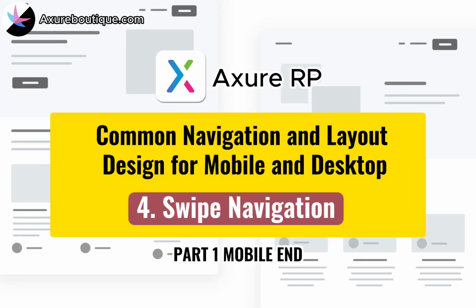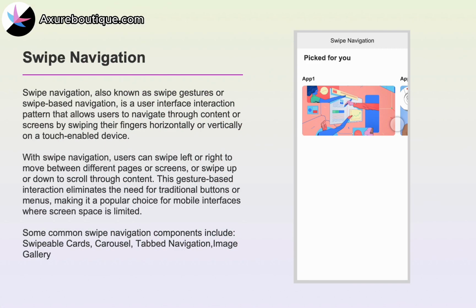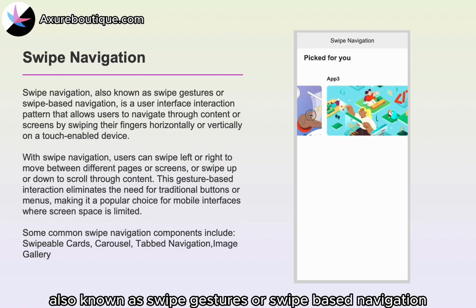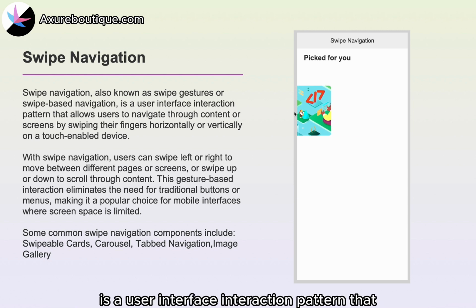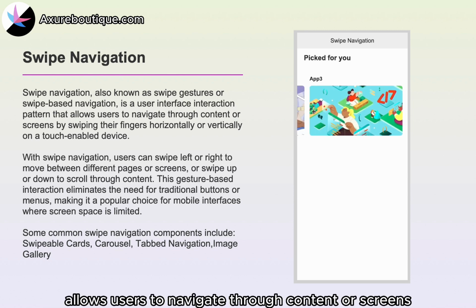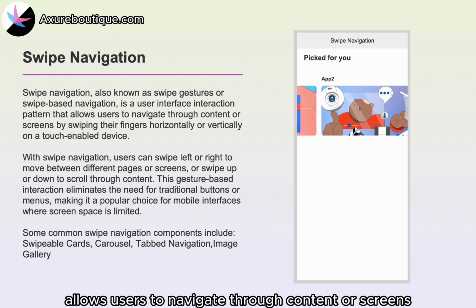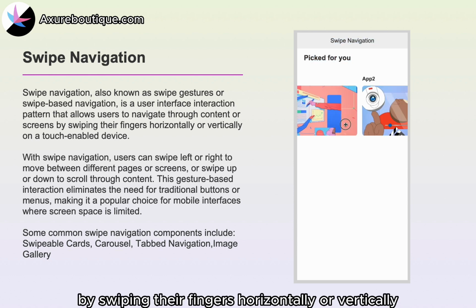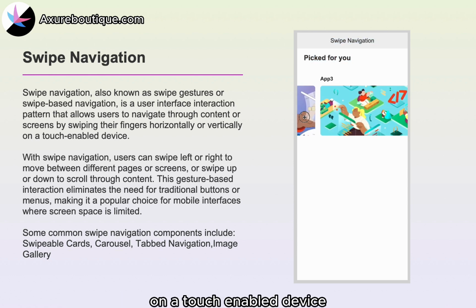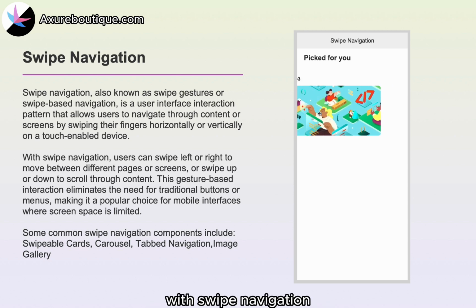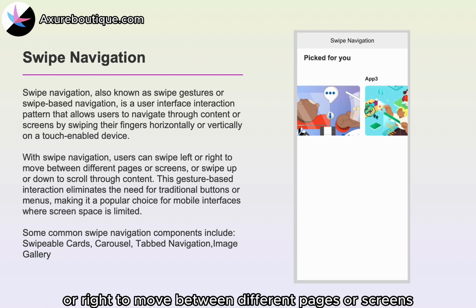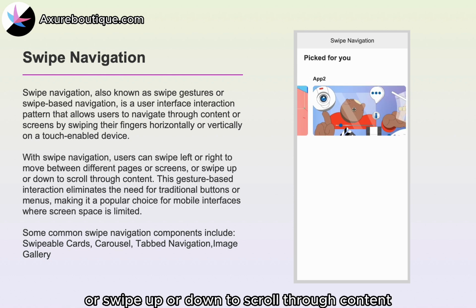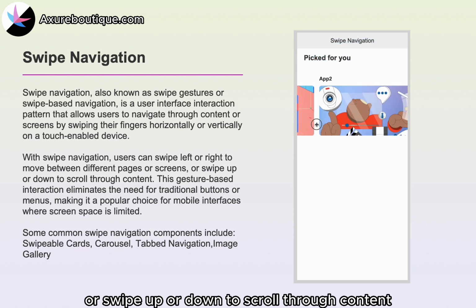Today, let's learn how to make swipe navigation. Swipe navigation, also known as swipe gestures or swipe-based navigation, is a user interface interaction pattern that allows users to navigate through content or screens by swiping their fingers horizontally or vertically on a touch-enabled device. With swipe navigation, users can swipe left or right to move between different pages or screens, or swipe up or down to scroll through content.